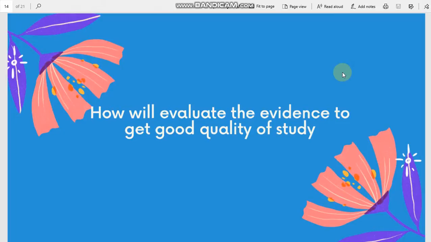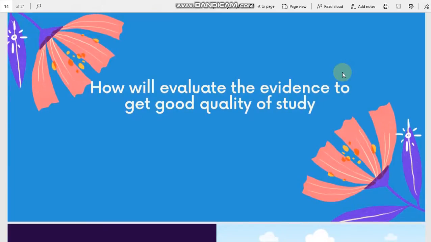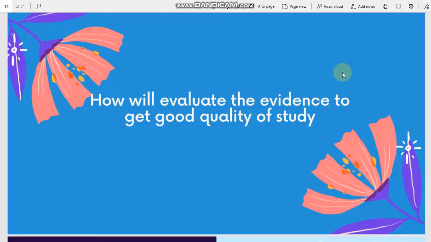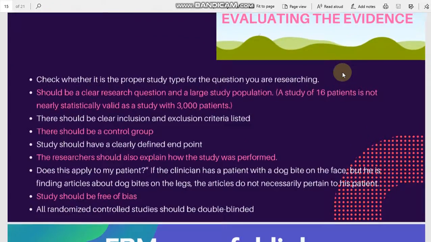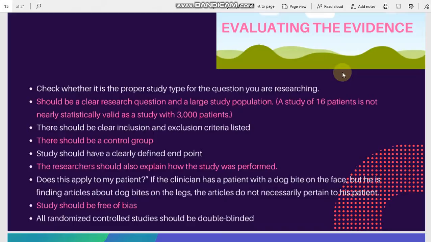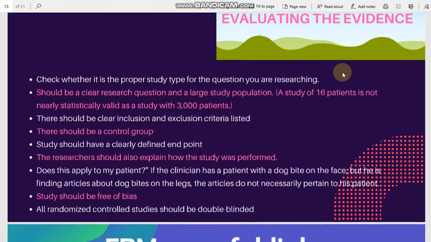So what are the things? Please list out the important points you will consider while evaluating any particular study. So what points have you written? Please compare. Check whether it is a proper study type for the question you are researching. It should have a clear research question and a large study population. Inclusion and exclusion criteria should be listed, and there should be a control group. A clearly defined endpoint should be there, and how the study is performed. Does the information apply to my patient? Is there any bias, is it free from bias, is it a multicentric trial, is it a double blinded study? All these questions you will have to ask while evaluating the evidence.